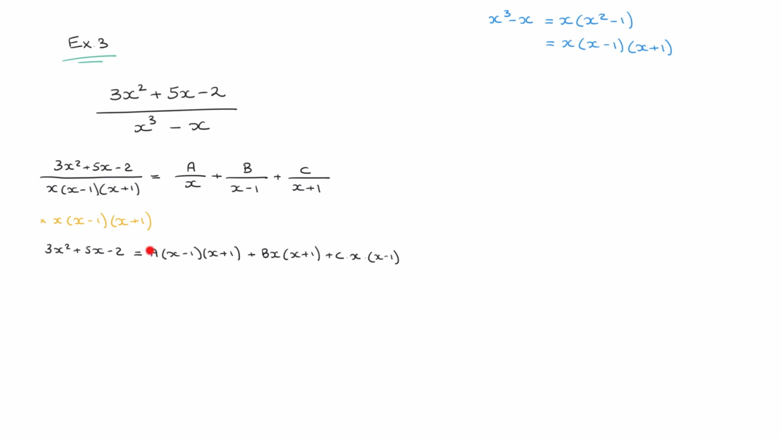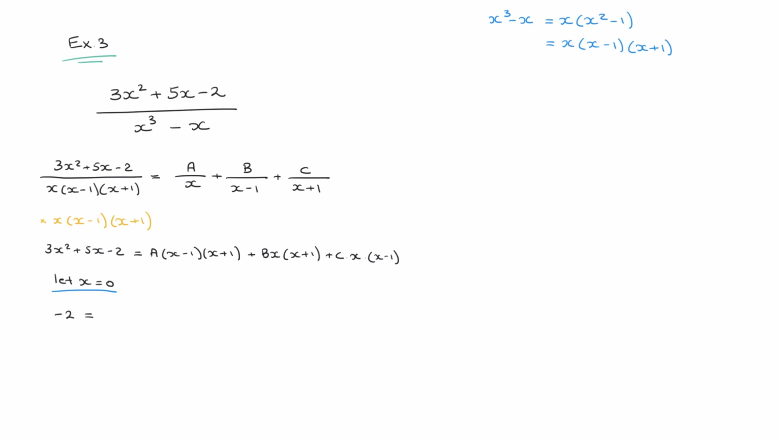Looking at the term containing an a, we notice that the only factor it doesn't have, which the other two have, is x. So to find what a is, I'll go ahead and say let x equal 0. Replacing all of the x's by 0, on the left-hand side we'll have 3 times 0 plus 5 times 0 minus 2. In other words, we have negative 2.